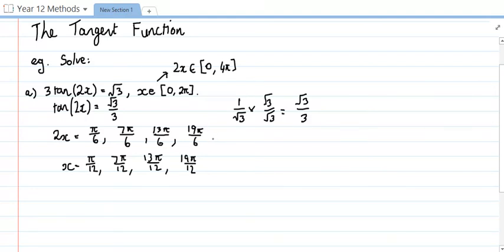Anyway, that is the first example with solving the tangent function equations, and I'll be back with more shortly.